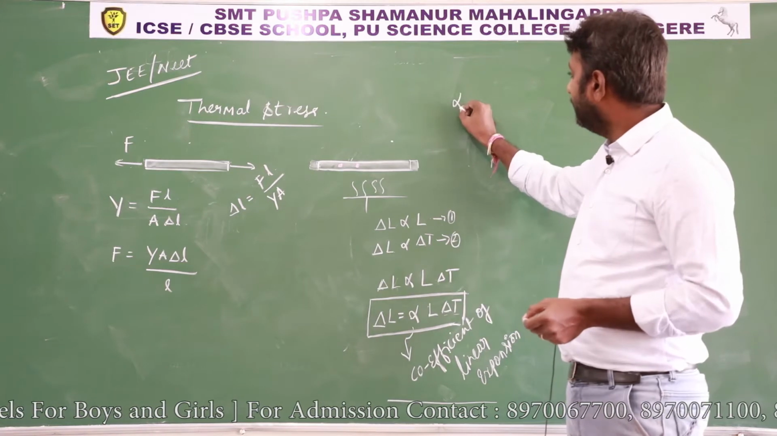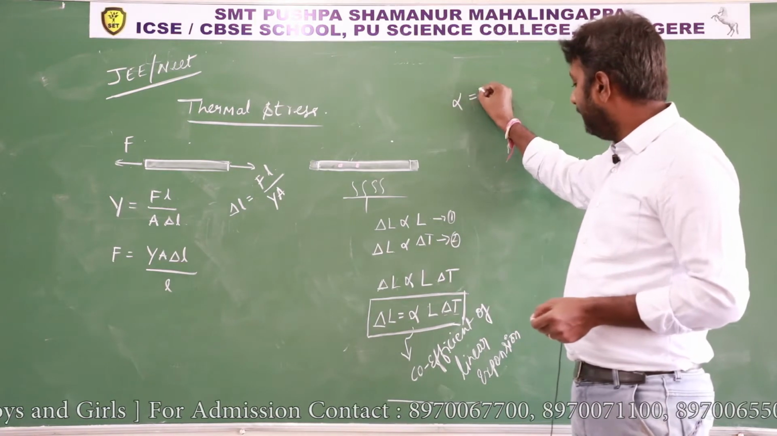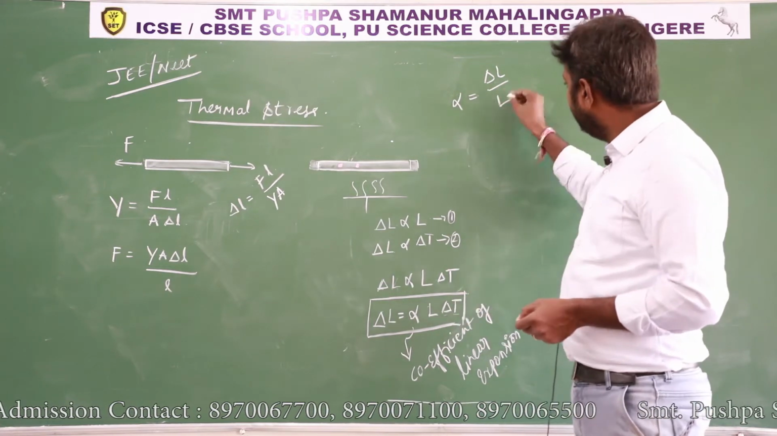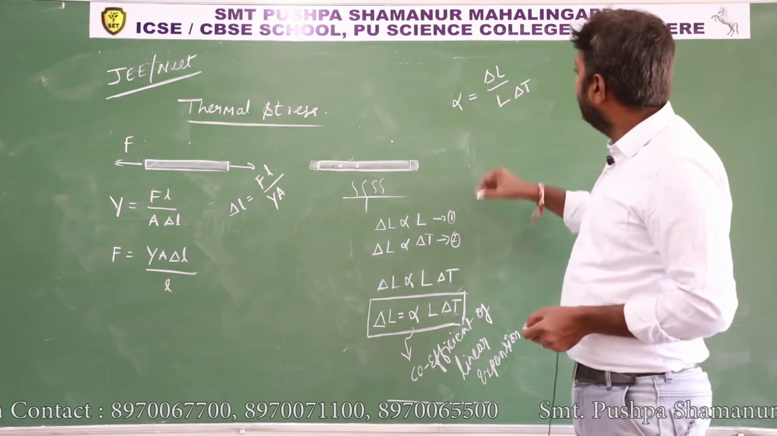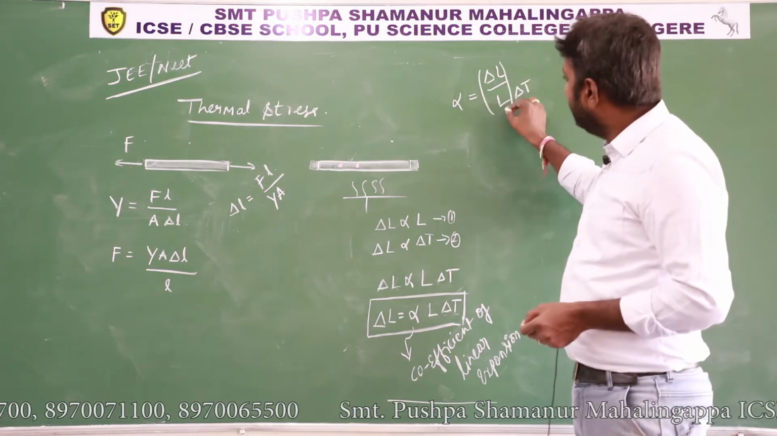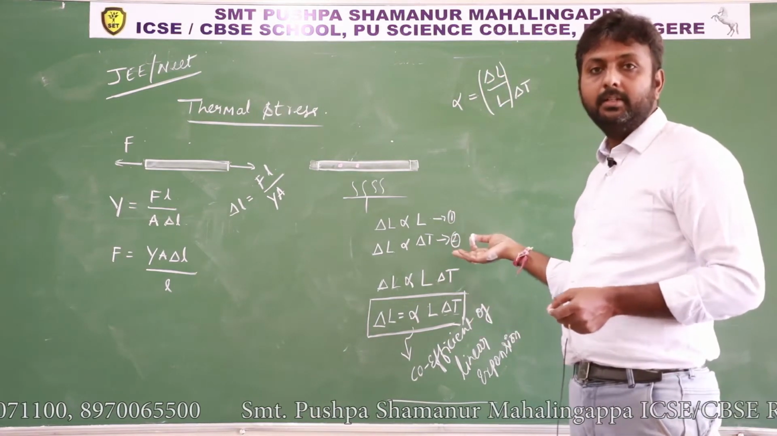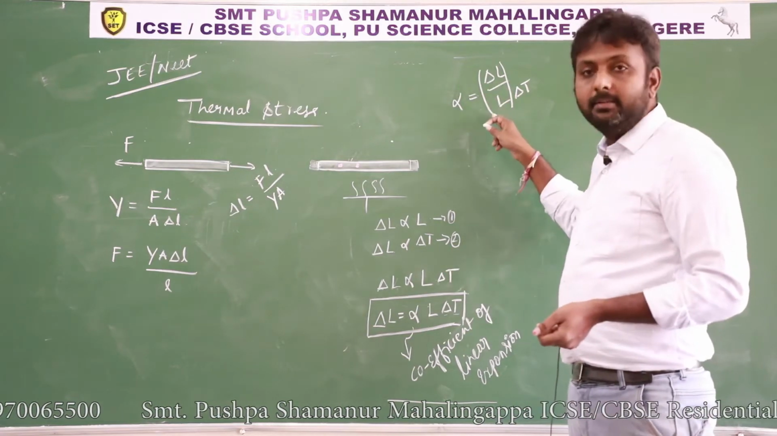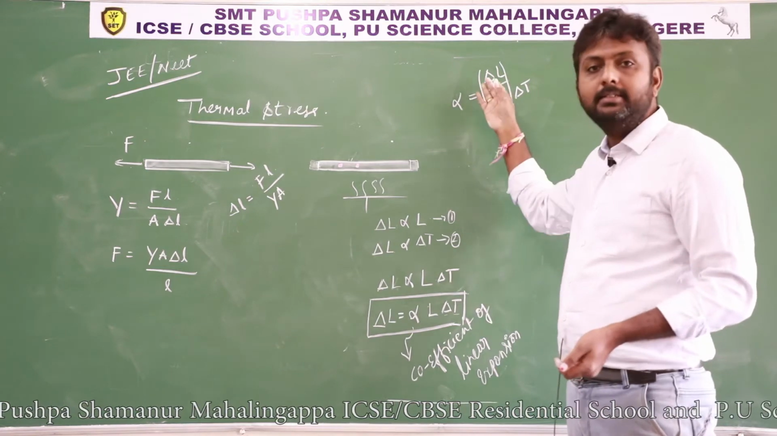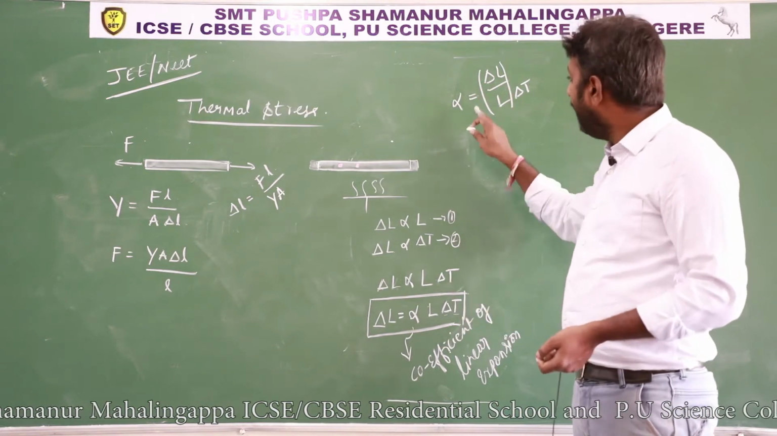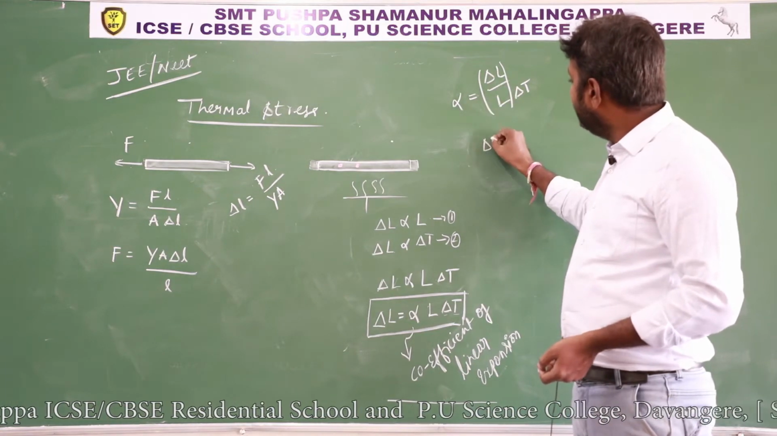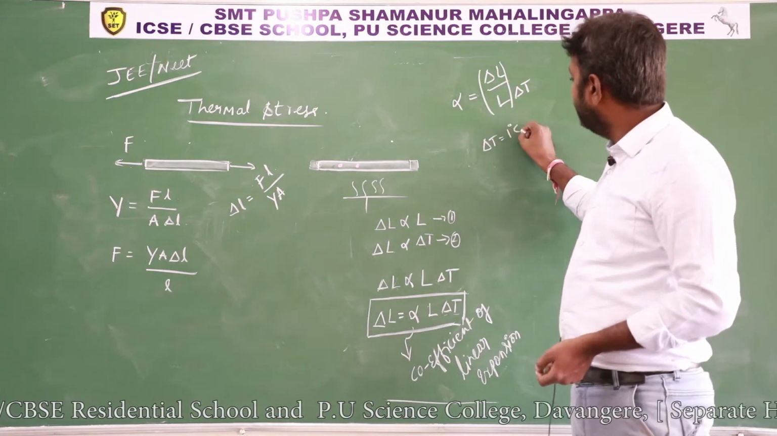Then how to understand what alpha means? Alpha we can write as change in length divided by original length into delta T. So like this we can define alpha. Change in length by original length, in this chapter you know, is strain, and mathematically we can say it is the fractional change in length. So alpha equals the fractional change in length when the change in temperature is equal to 1 degree Celsius.